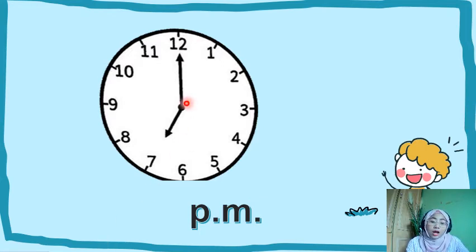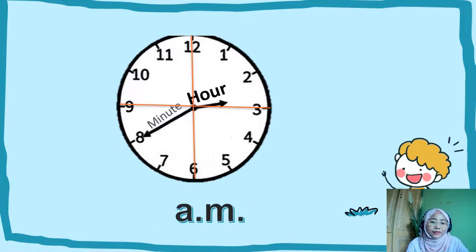Our hour hand is pointing at 7. The long hand, the minute hand, is pointing at 12. So, the answer is, it is 7 p.m. Good. Next, this is the hour hand and this is the minute hand. The hour hand is pointing at 2. The minute hand is pointing at 8. So, the answer is, it is 2:40 a.m.